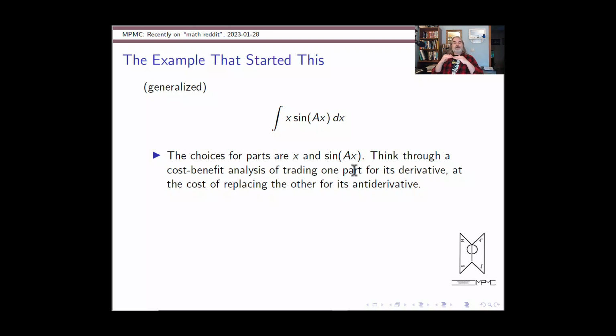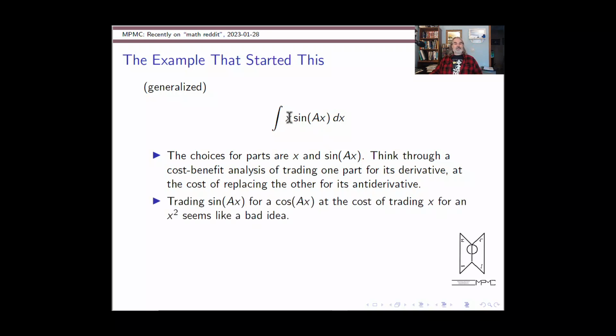And the cost of trading sine for its derivative cosine is to go grab the x and raise it up a level to its antiderivative, which would be x squared. So that's not the choice I want to make. If we look at the x and say, ooh, I could trade x for its derivative, and I'm just trading it for 1, a constant. The cost of that is to trade sine for its antiderivative, which would be negative cosine. But that change doesn't really do anything to the level of complexity of the problem. But changing x down to a 1, that's good stuff.